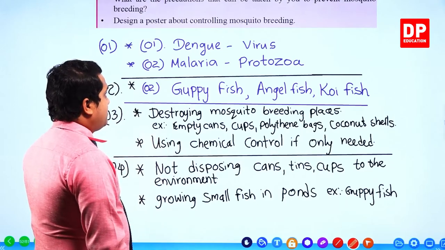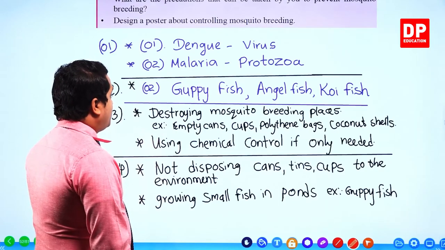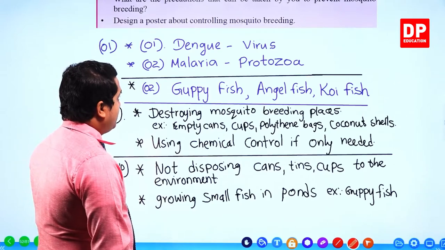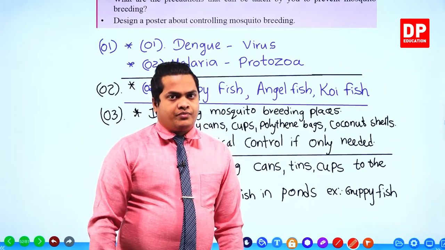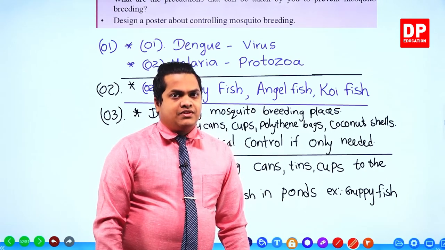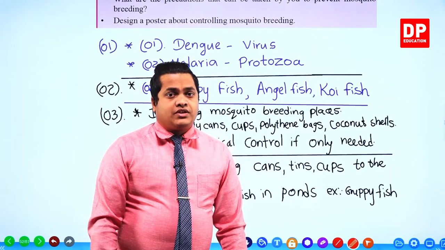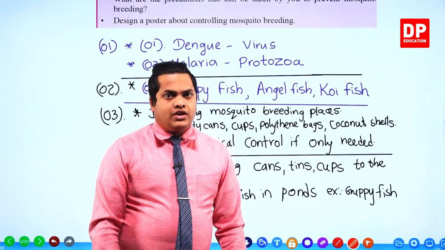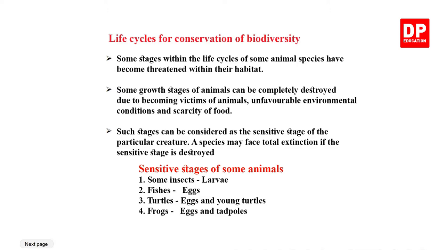See, design a poster about controlling mosquito breeding. You can design a paper poster that shows the controlling of mosquito breeding. By collecting these things, you can do it at your home. So my dear children, please engage in this assignment at your home. It will replenish your knowledge about the life cycles as well as the knowledge about the disease vectors carried by mosquitoes. Then, life cycles and conservation of biodiversity, which is the final part of our lesson.